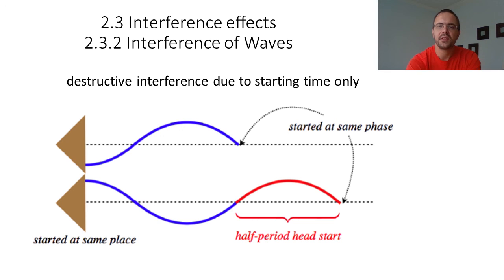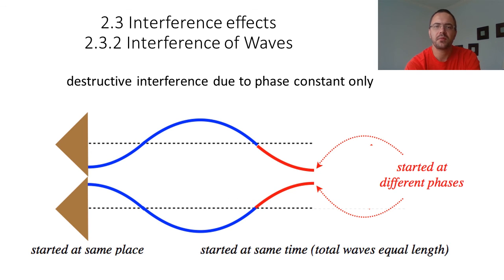For example, instead of changing the distance, you can change the start time. Right? So if one speaker starts half a period later, then again, this speaker will emit a maximum when the other speaker emits a minimum, and vice versa. And so you get destructive interference also.